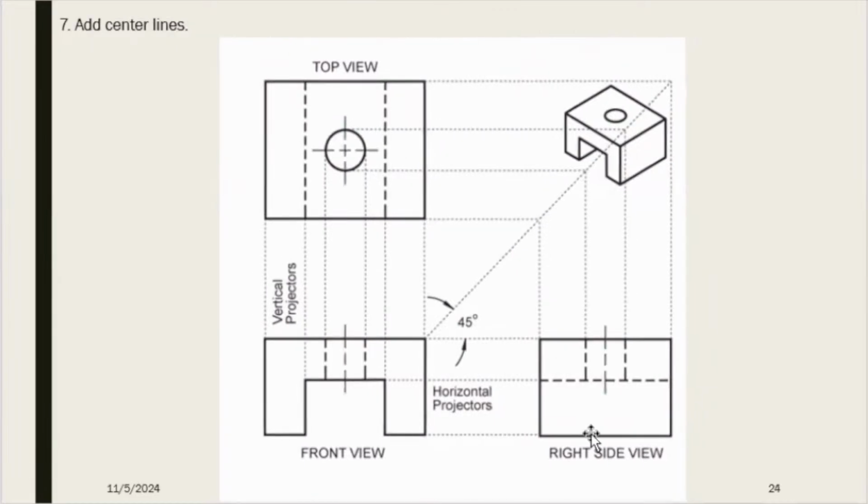Okay, let's continue. Now what you have to do is add center lines to get a clear idea about the features. Here we have a hole, right? So you have to add center lines for this hole. In the top view, you have to draw 2 center lines for the circle. In the front view, we have a hole, and for that we only need 1 center line. And on the right side, we also get a center line.